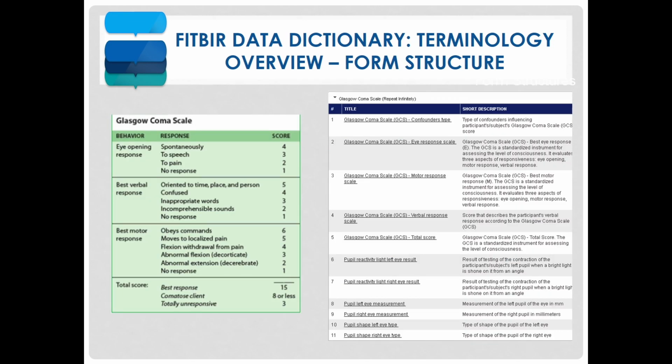A form structure is a collection of data elements organized to aggregate data in one place. Often a form structure will mirror an outcome measure. Here you can see the Glasgow Coma scale and the questions represented by data elements which comprise the form structure on the right.